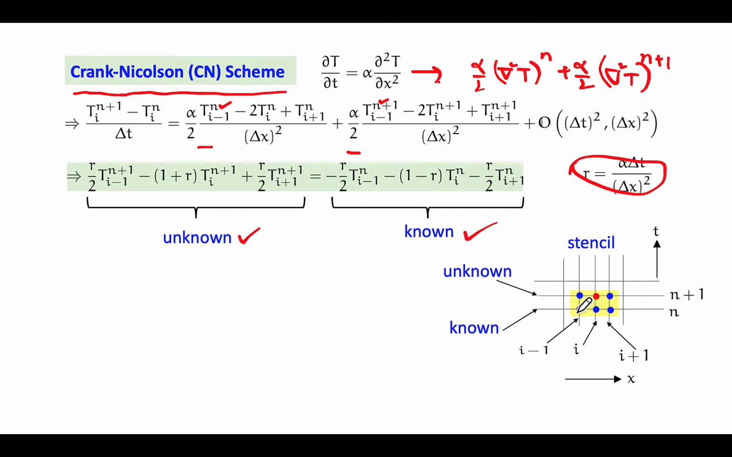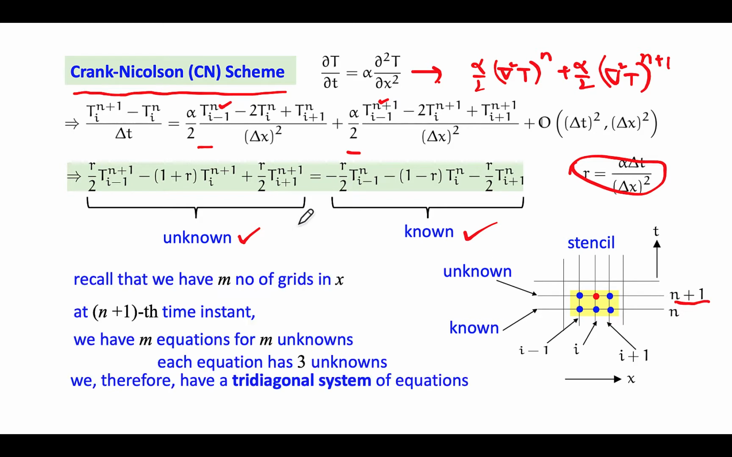If we look at the stencil now, you can see that this stencil looks sort of similar to implicit. Here at the n plus 1 time level we are dealing with 3 unknowns, and each equation has 3 knowns at the nth time level. In case of purely implicit, we had only 1 known at the nth time level. Here we have 3 known quantities in each equation at the nth time level. So how are we going to solve it?